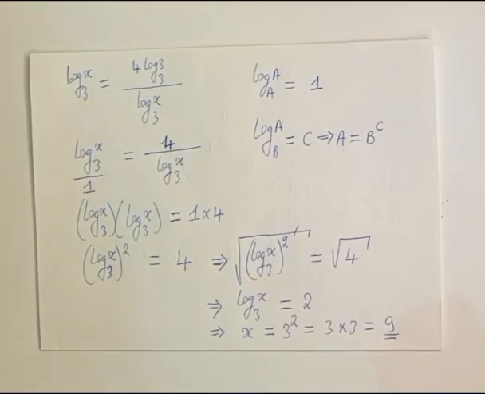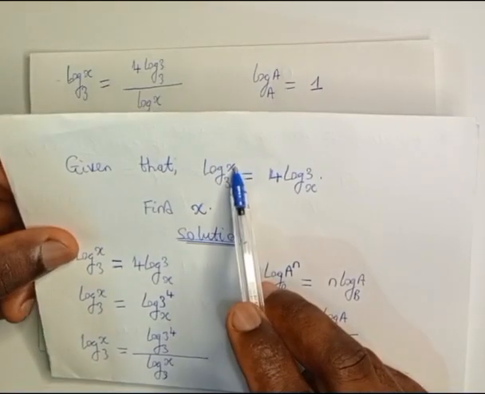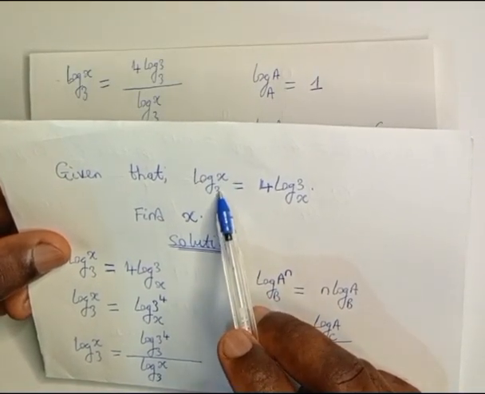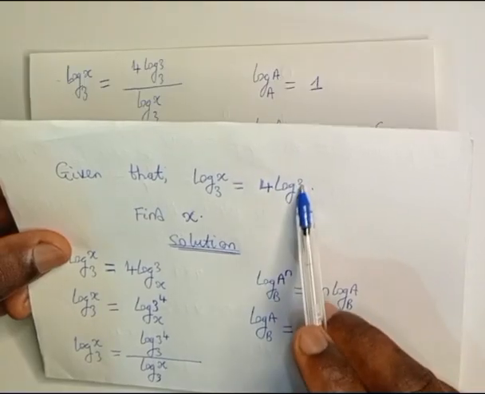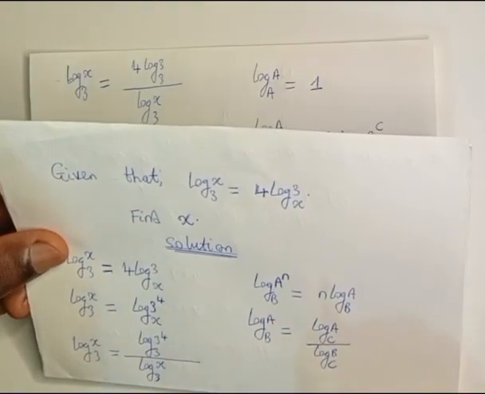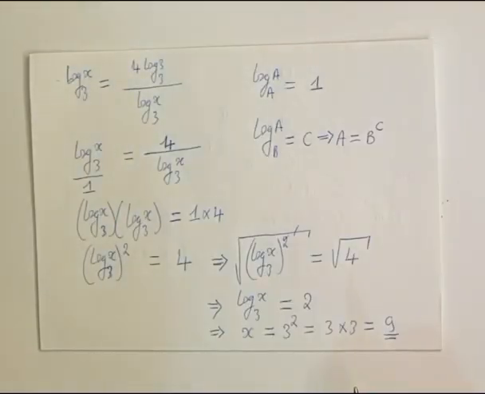That means if you replace x in this equation with 9, log 9 base 3 is equal to 4 log 3 base 9, which is equal to 2. We are done with the solution.